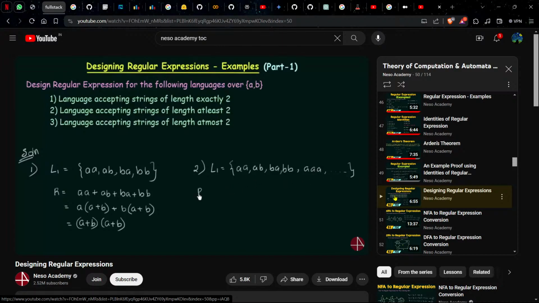So how can we write this? The regular expression for this can be written as R equal to A plus B, and again, I'll write A plus B. Why did I write this? This is because we already found out from the first question that A plus B and A plus B is used to represent the strings of length exactly 2. So now I have made this for exactly 2, and then this should be at least 2. So this is exactly 2, and here I will write A plus B star.